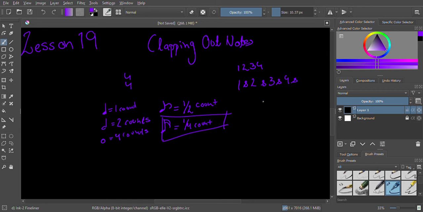So what this means is when you count like this, each one of these, including the numbers and the ands, is now worth half a count. So I'll sustain an eighth note for half a count. This one is half a count, this and is half a count, because I've split it up equally into 8 parts. Right? I had 4, I split it into 8. So each one of these is half a count. So you sustain a note for that long.